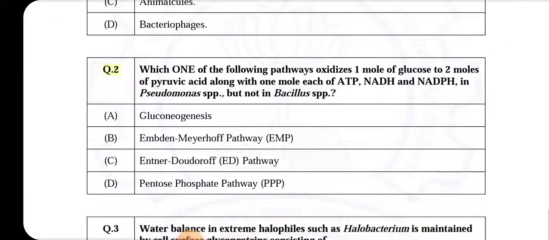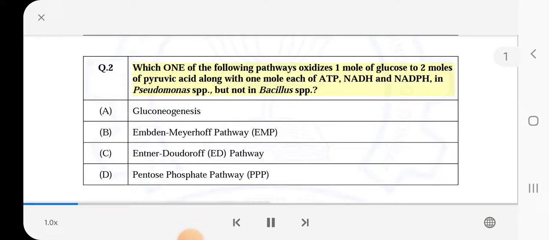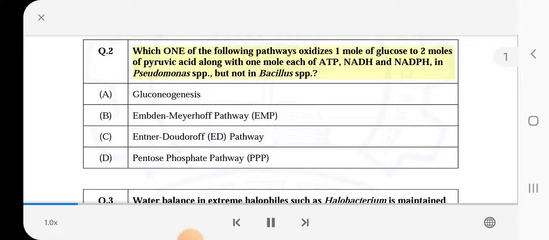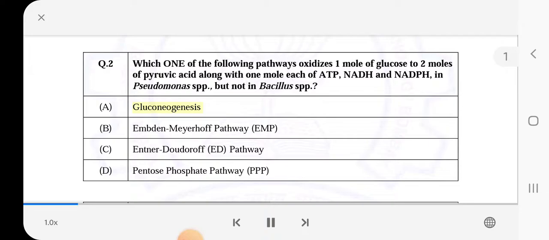Q.2 Which one of the following pathways oxidizes 1 mole of glucose to 2 moles of pyruvic acid along with 1 mole each of ATP, NADH and NADPH, in Pseudomonas spp, but not in Bacillus spp? A. Gluconeogenesis. B. Embden-Meyerhof pathway, EMP. C. Entner-Doudoroff pathway, ED. D. Pentose phosphate pathway, PP.